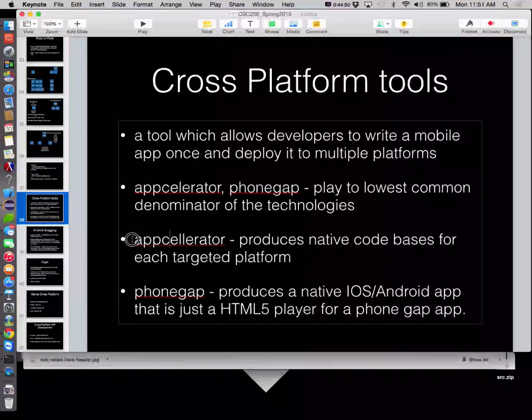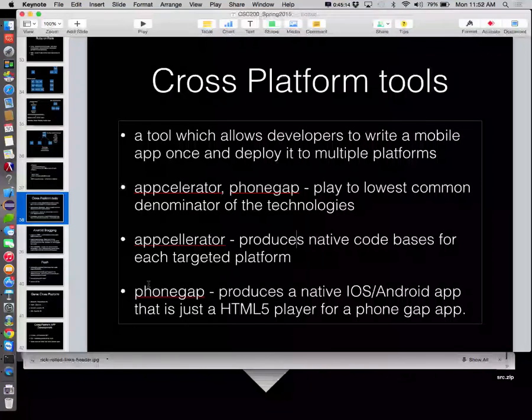AppCelerator, on the other hand, ultimately is producing that native code for those two platforms, but it's still having to use kind of a subset of what's actually available in those platforms. And when something new comes out for iOS or for Android, AppCelerator isn't going to immediately support that. You might have to wait for the support to come out. All right, so a little bit different approach to the same thing.